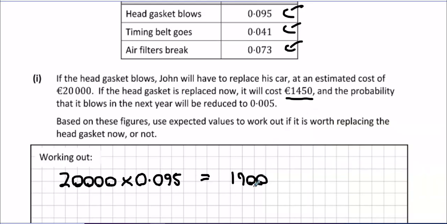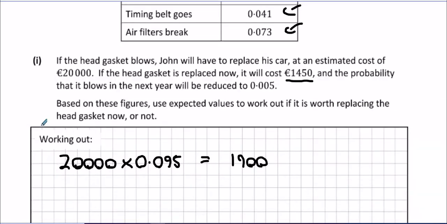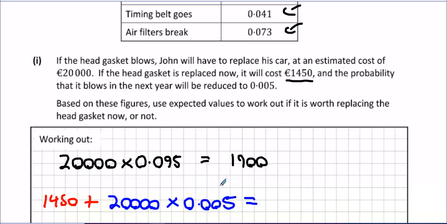Now, even if we do spend money on the new head gasket, there's still a chance that the head gasket blows anyway, right? So what's the probability that it will blow anyway and we have to replace the car again? 0.005. It's just 100, is it? So it's 100 plus 1,450, which is 1,550. What's our conclusion? Cheaper to replace it? No.